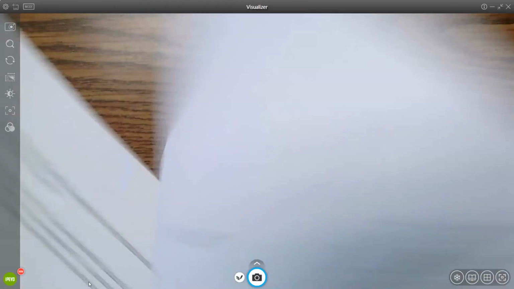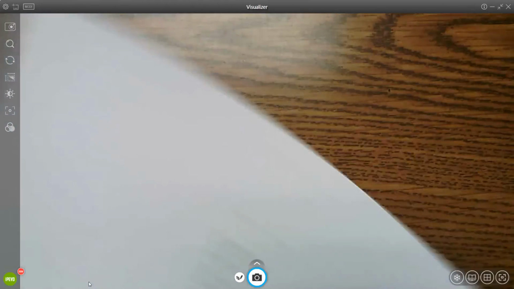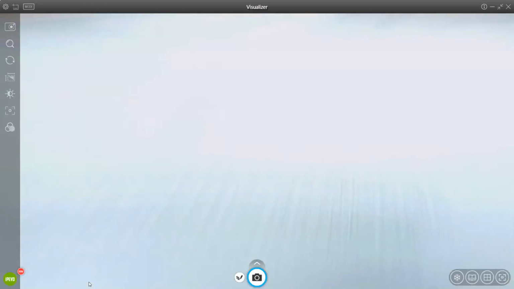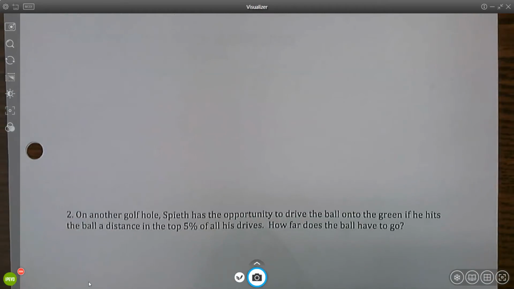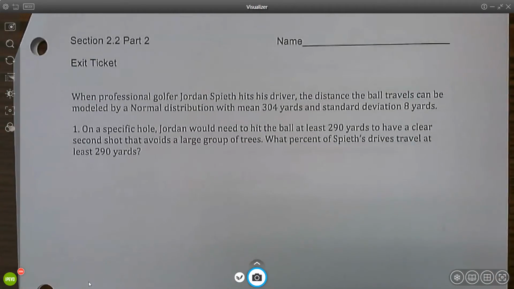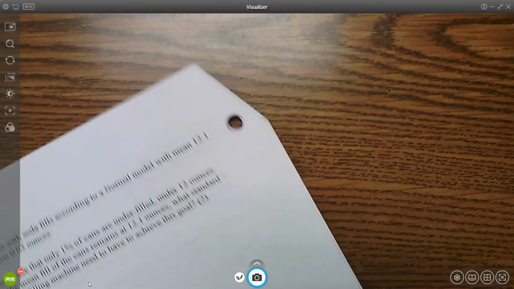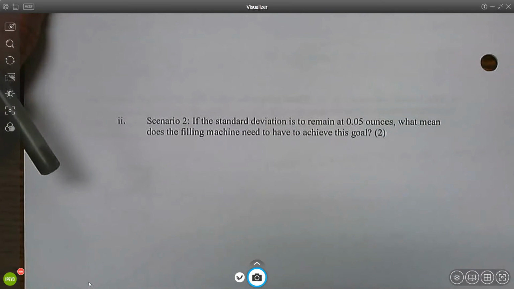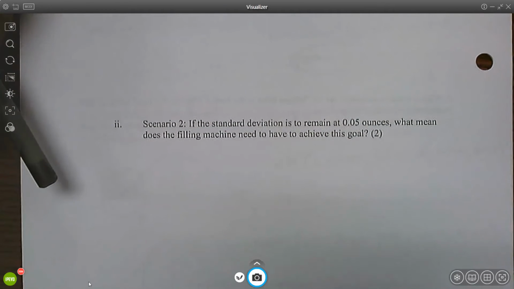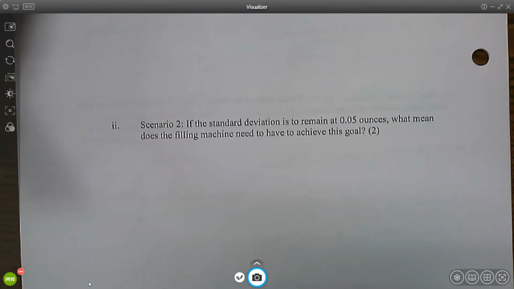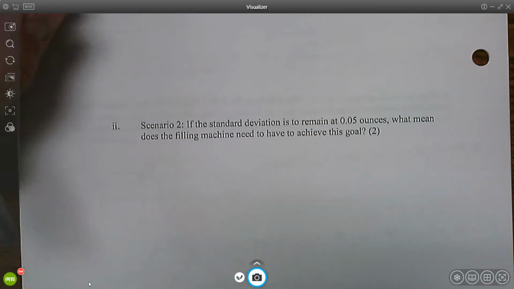The last thing I would consider doing is taking a look at the second to last page of lesson 2.2. We were kind of rushed for time here, but part 2 is a good one to do. I'm on page 6. You might want to pause the video and try to work through this.